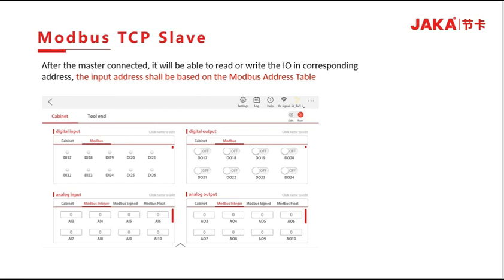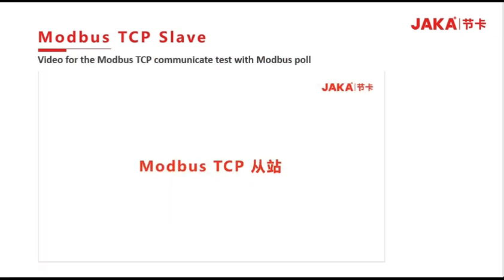After the connection is established with the Modbus TCP master, it will be able to read and write on the I/O in a corresponding address. The input address shall be based on the Modbus address table. In the I/O monitoring page, click Modbus tags. We could also check the related Modbus I/O. Now let's watch a video about the Modbus TCP setting.